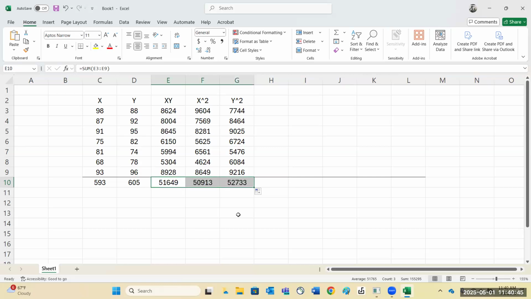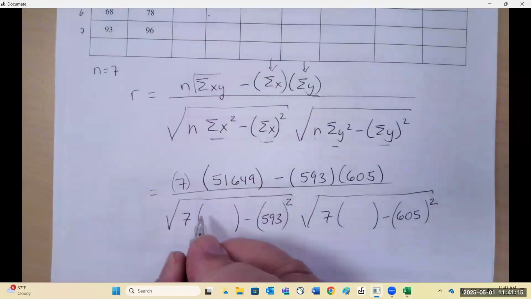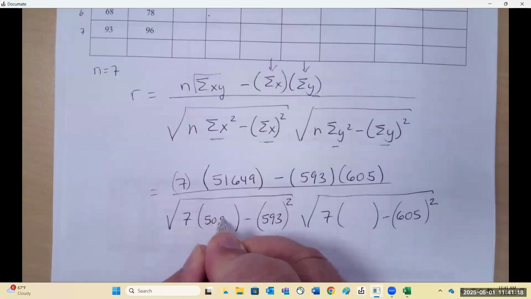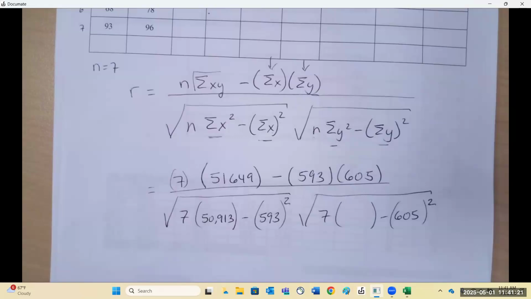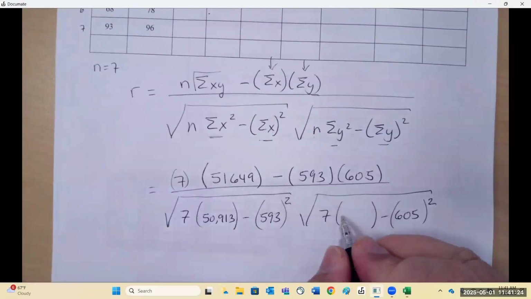Which number did you square? The x one or the y one? It says x squared. Where's x? Right here. Squared means squared. 98 squared is that. This is the y value squared. So this tells you what column you have to go to get the number and square it.